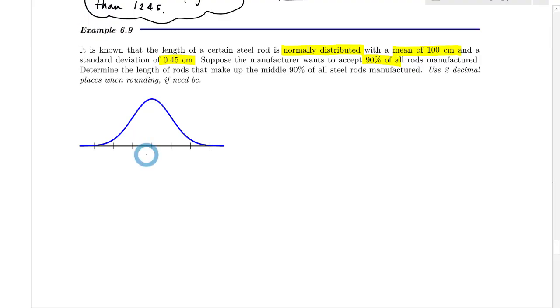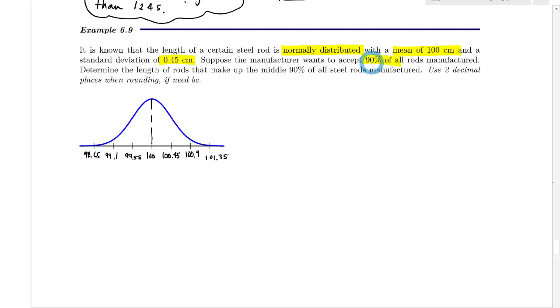So I'm going to go ahead and put 100 in the middle, put my line as I usually do, and I'll go ahead and add and subtract 0.45 three times to the left and right. So it does get a little bit small, so I'll do 100, 100.45, 100.9, and then 101.35. And to the left side, I have 99.55, 99.1, and then 98.65.